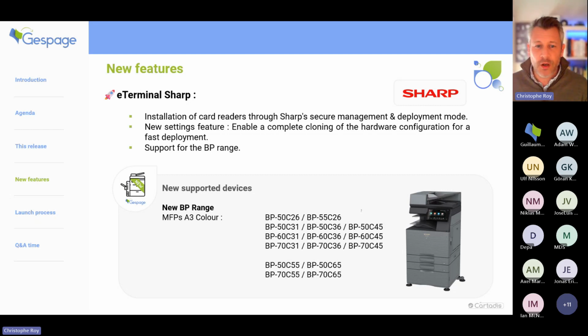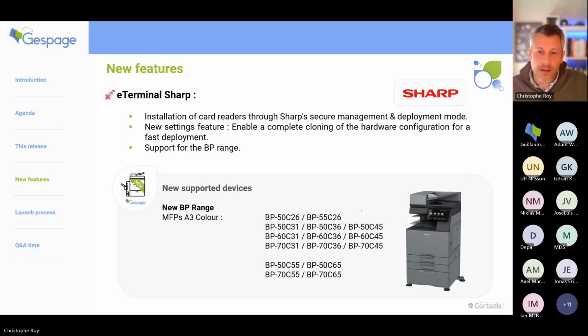We've got also the possibility to clone hardware configuration for fast deployment. So if you want to optimize the speed of deployment on Sharp, this feature gives you the ability to clone one configuration and push it on other devices directly from Gespage. So it's going to accelerate the pace of deployment of Sharp devices. And we support the BP range, which is also a new range of Sharp. So all these new devices are now compatible with Gespage.